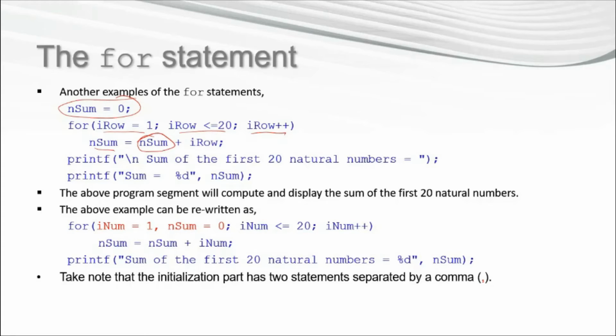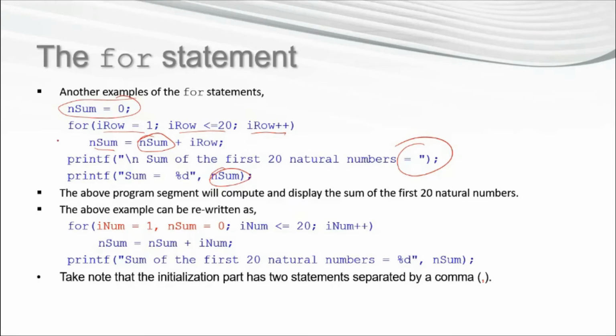So printf: sum of the first 20 natural numbers. We will be getting nsum as the sum of the first 20 natural numbers. So the above program segment will compute and display the sum of the first 20 natural numbers. The above example can be rewritten as follows.